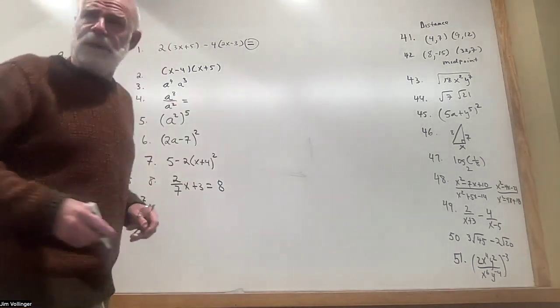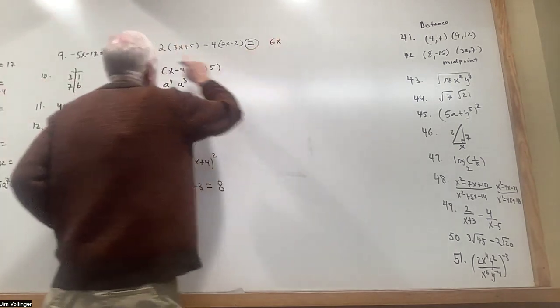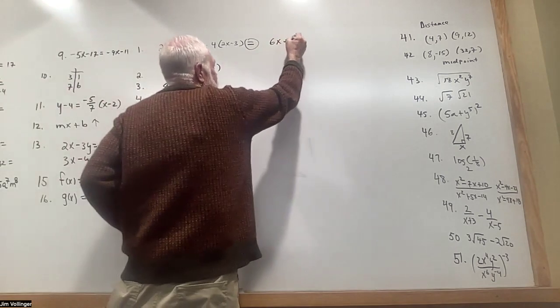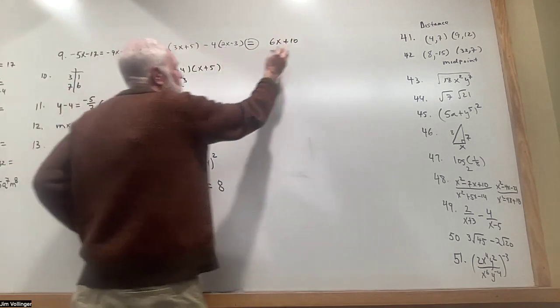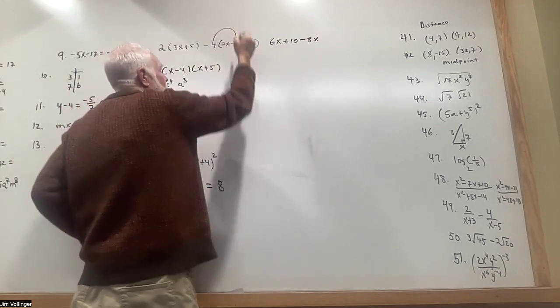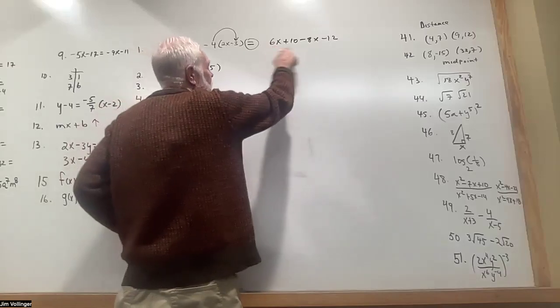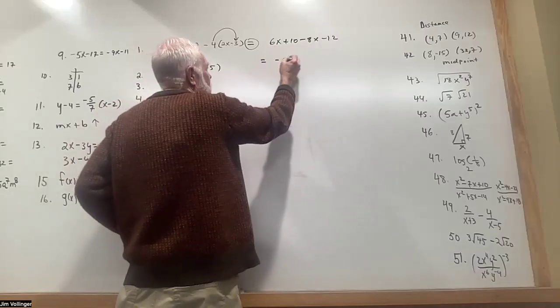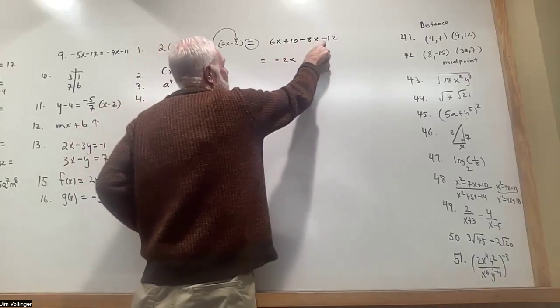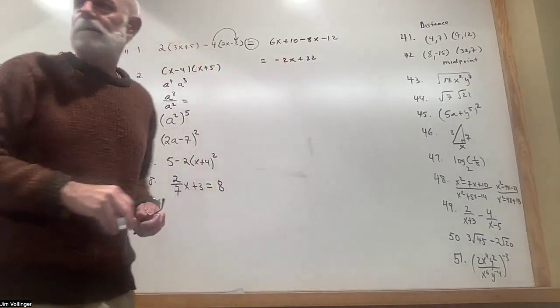All right, I guess I'm just going to have to do this quickly. So 2 times 3x is 6x. 2 times 5 is 10. Minus 4 times 2x is minus 8x. And don't forget to say minus 4 times minus 3 is plus 12. So what do we get? 6x minus 8x is equal to minus 2x. And 10 minus a minus 12 is plus 22. So it's just some quick work here.